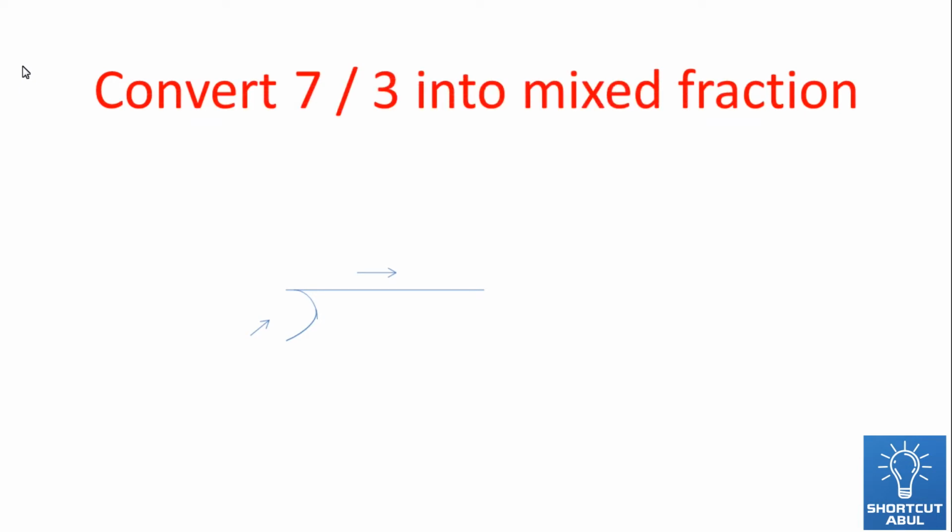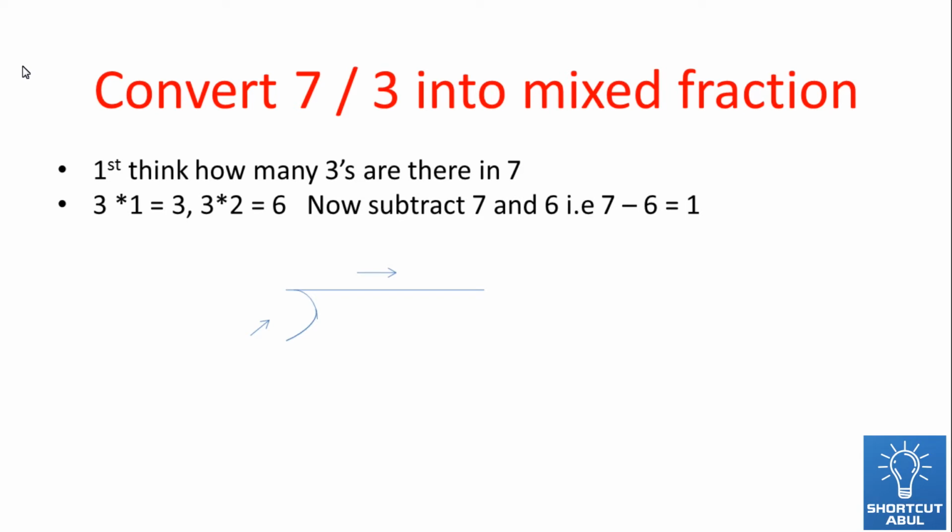Convert 7 by 3 into mixed fraction. How to do this question? First of all, you have to think how many 3s are there in 7. 3 1s are 3, 3 2s are 6. You have to come very close to that number and stop there.